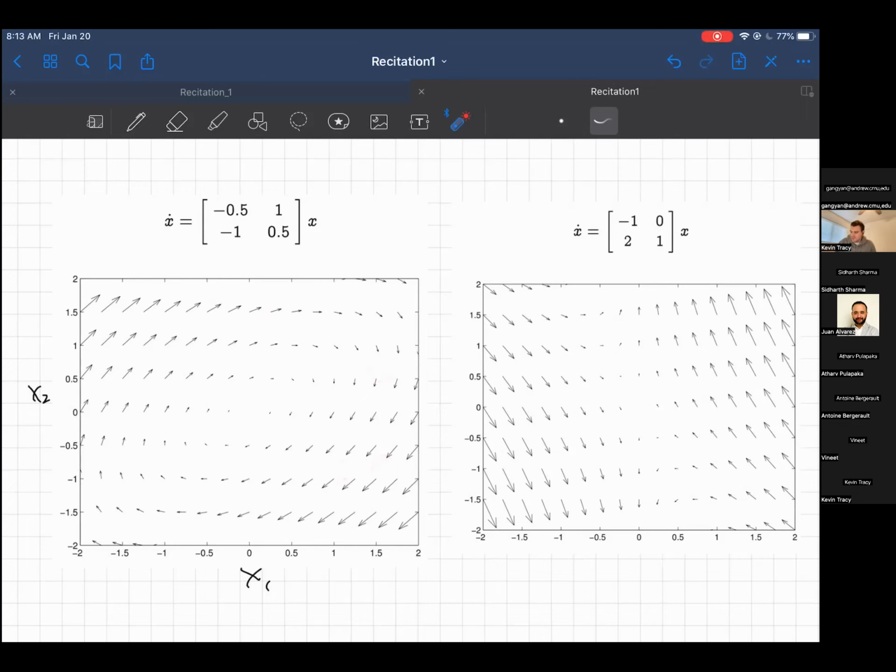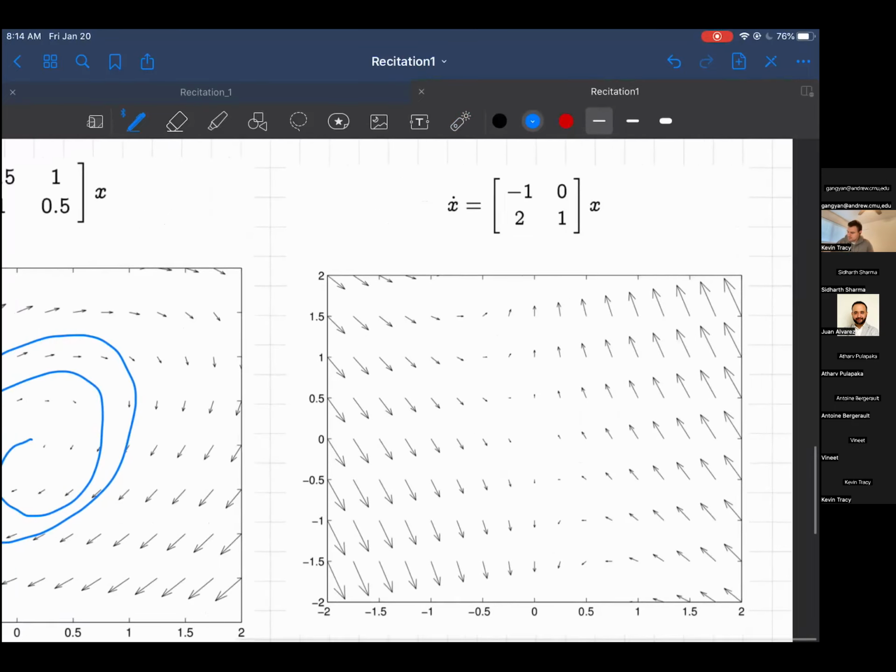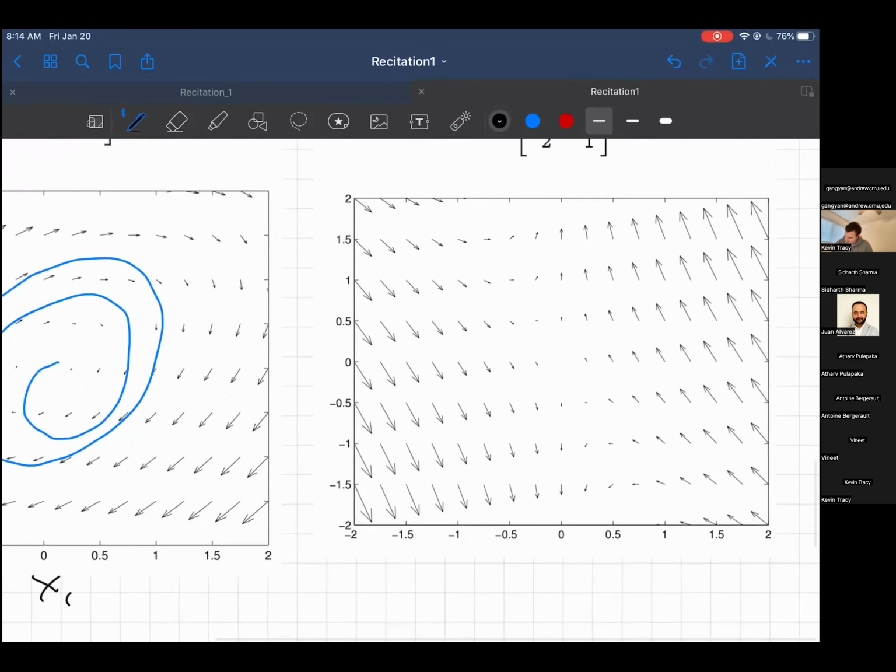So if you can imagine it, if I had some flow lines here, what that would look like is, say I start my system right here, and I just drop it there and let it go, this thing will run according to the flow field. Does that make sense? And then the same is true for over here. It's the same example. Go ahead and title the x1, x2.